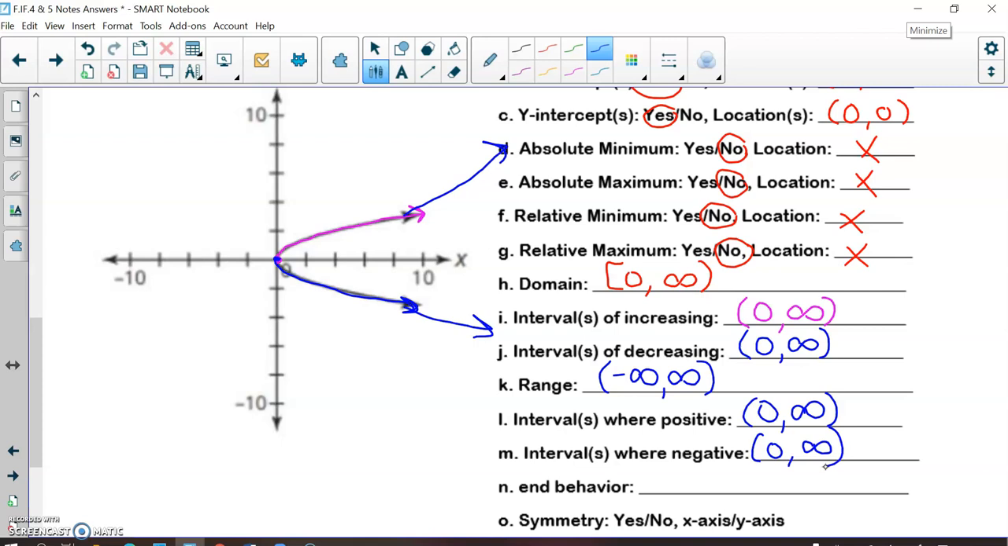And my end behavior. As x approaches 0, because that's the leftmost point, y equals 0. And as x approaches positive infinity, y is approaching positive infinity and negative infinity at the same time.